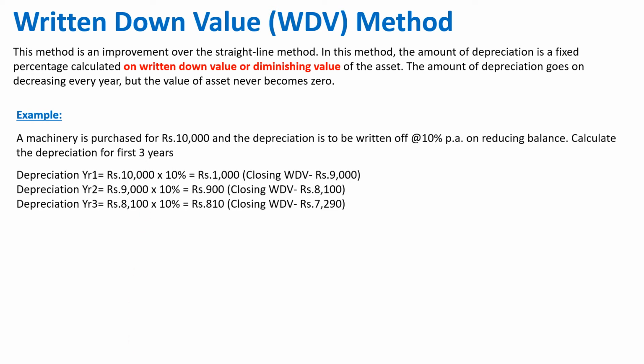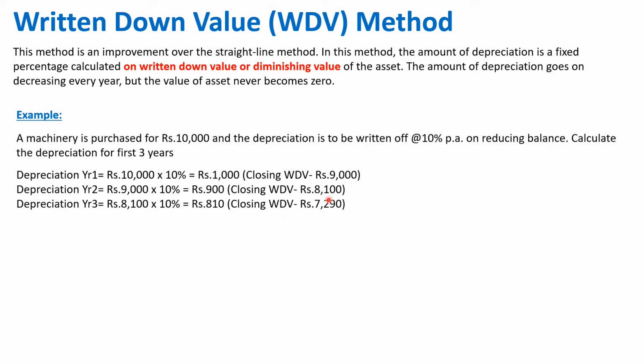Okay. So depreciation for the first year is rupees 10,000 into 10%, that is 1,000 rupees. Correct? Because it is at the rate of 10% per year. So the closing value is 9,000 rupees at the end of the first year. Now, when depreciation for the second year is calculated, we are not going to consider the original cost of acquisition like we did for the straight line method. We are going to take the closing balance of the asset at the end of the first year, that is 9,000 rupees, multiplied with 10%, then it is 900 rupees depreciation. Closing balance will be 9,000 minus 900, which comes to 8,100.